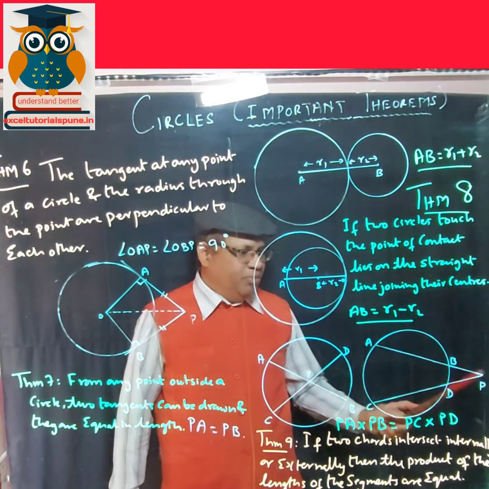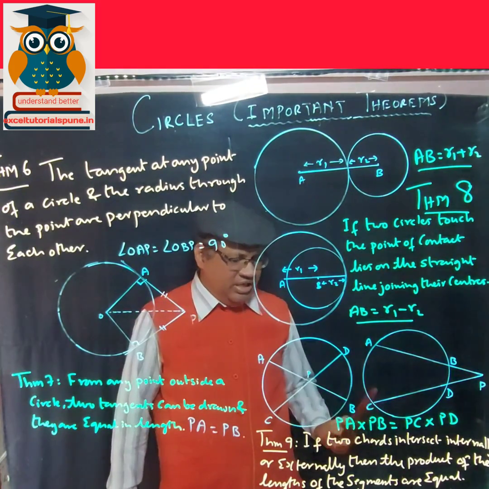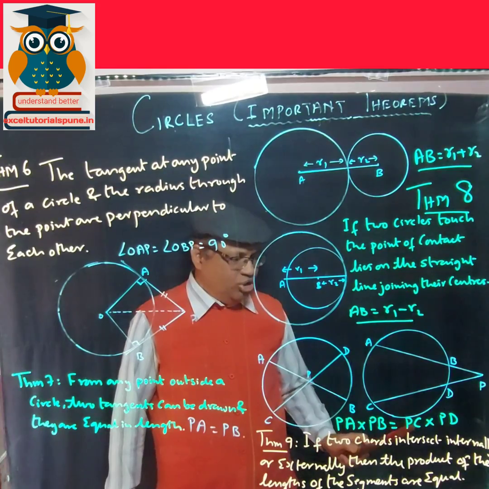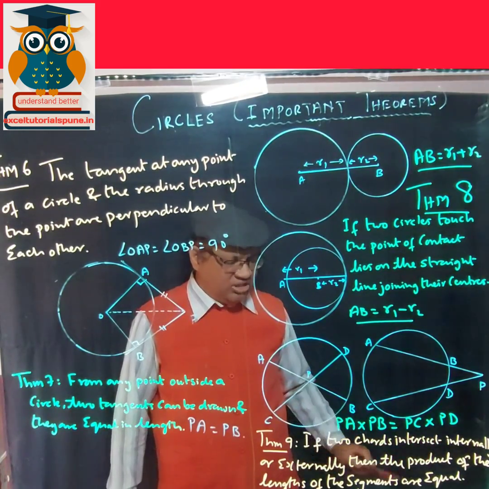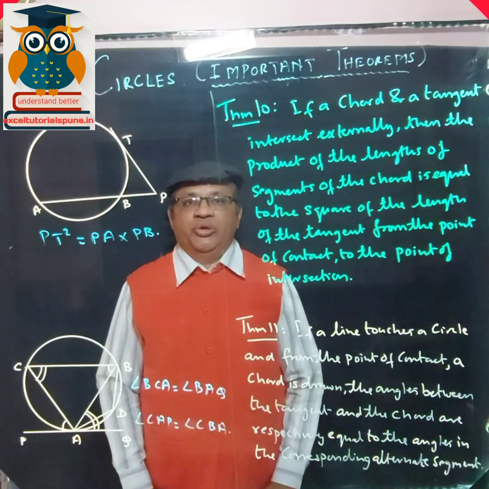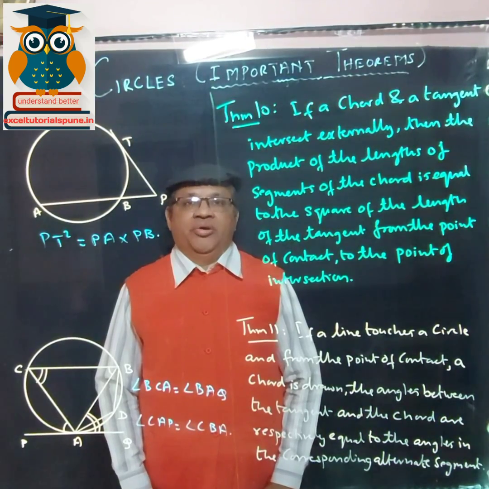So PB into PA is equal to PD into PC. PA into PB is equal to PC into PD. Both are the same for both the circles. If the two chords intersect internally or externally, then the product of the lengths of the segments are equal. Now we'll do the 10th theorem.